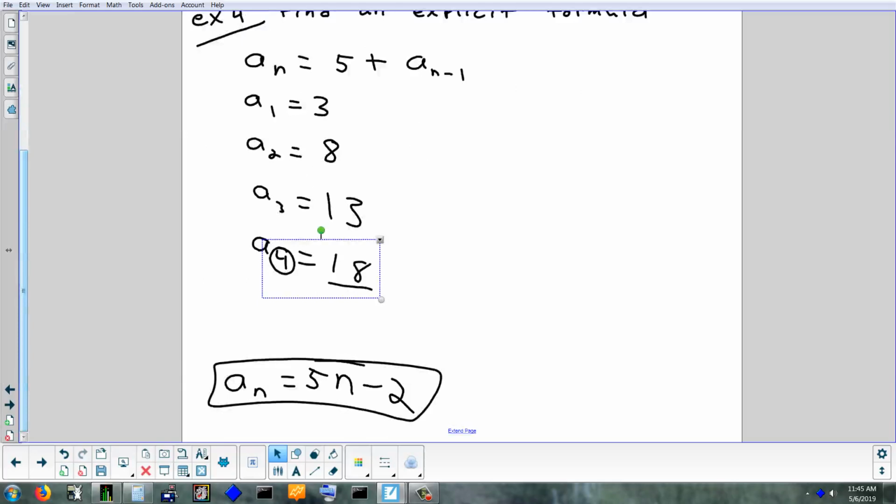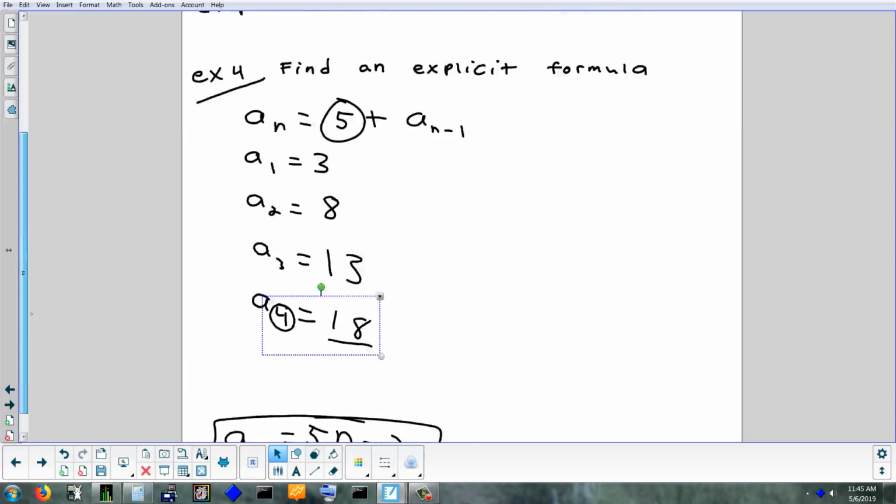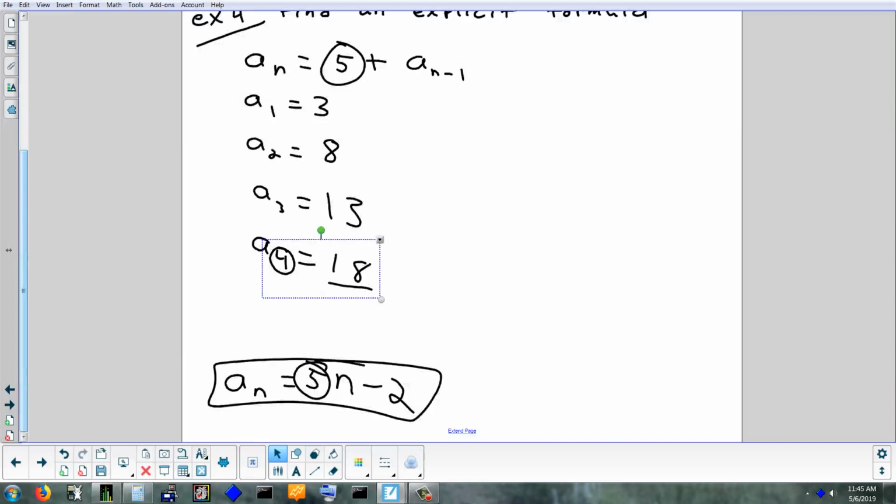5n minus 2. Now, we haven't really learned the shortcut yet, but if you know you're adding 5 each time, that 5 is going to be part of the formula. And then the minus 2, well, that we'll learn how to get, but I'm guessing whoever got it just looked at it and figured the pattern out because they're good at seeing patterns. Any questions on that one?